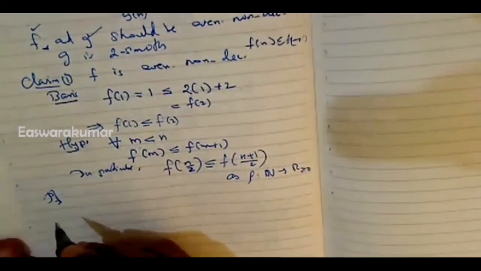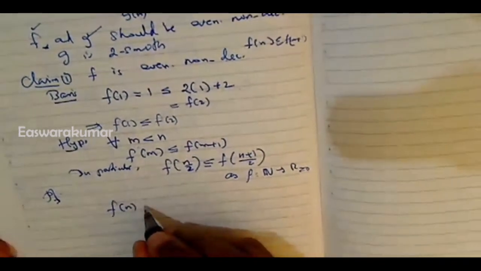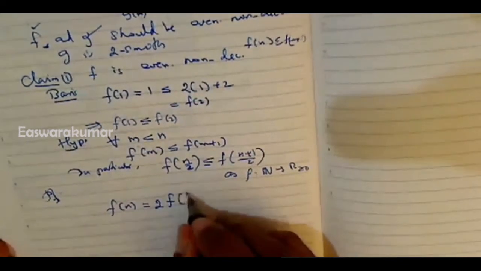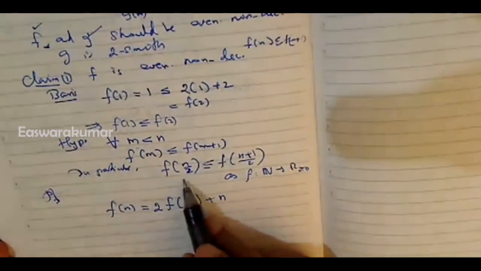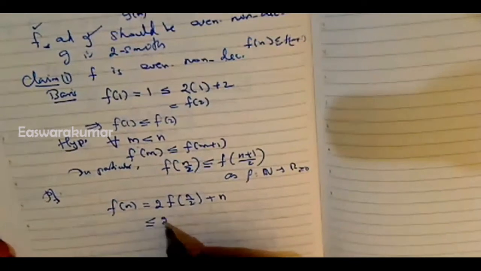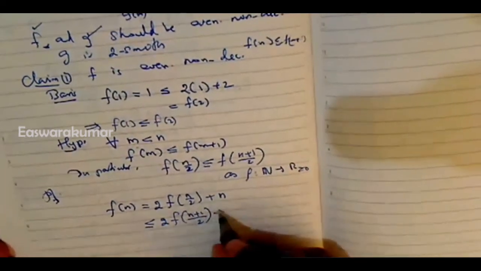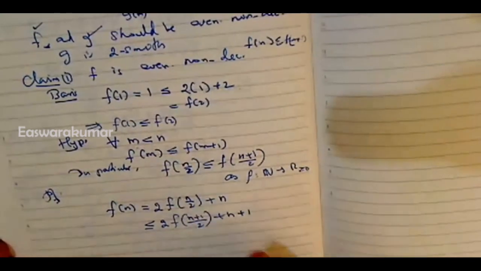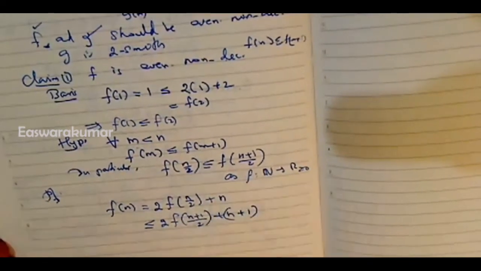Okay, in the proof, we can take f of n. Based on the recurrence relation we got, f of n is equal to 2 times f of n by 2 plus n. So based on this, what can you write? You can write this as less than or equal to 2 times, and this property we have already seen, f of (n plus 1) divided by 2, plus n. We can put plus 1 also because it's the larger one, so we can add some more value, no problem. So n plus 1.